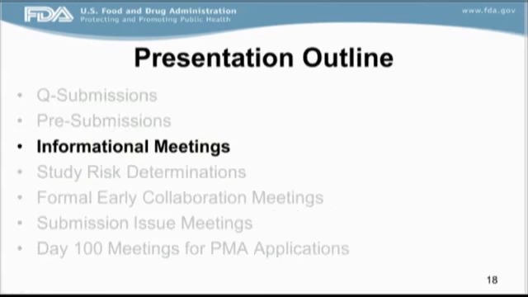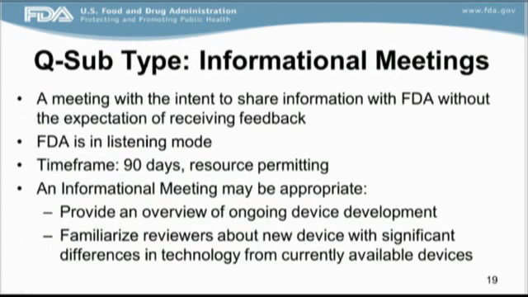The next type of Q-sub we will cover is informational meeting requests. Informational meetings are appropriate when an applicant or sponsor wants to share information with FDA without the expectation of feedback.